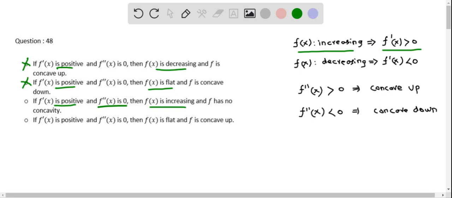Now let's look at the other option. That is, when the second derivative is zero, then f has no concavity. Actually, this is correct. We can say that whenever the second derivative of the function is zero, then we can say that there is no concavity, or otherwise we say that it is a point of inflection.